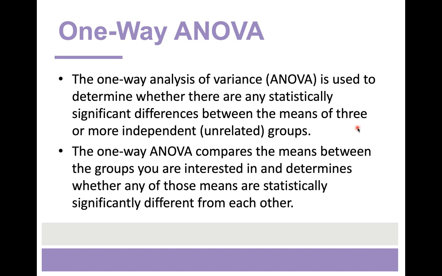So, literally, the only difference between a one way ANOVA and a t-test is that instead of comparing group 1 versus group 2, like a t-test, in an ANOVA, we are comparing group 1 versus group 2 versus group 3 or more, right? We could have group 4, we could have group 5, we could have group 6, and so forth, but at least 3 groups. That's it. That's the only difference.